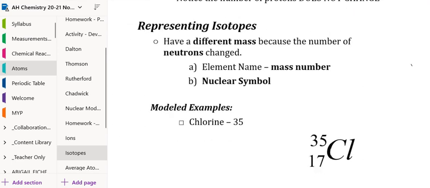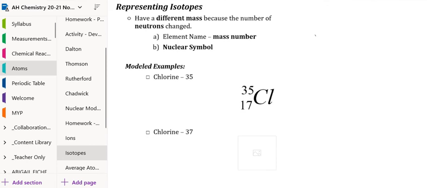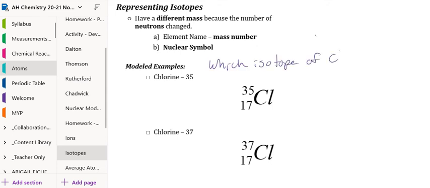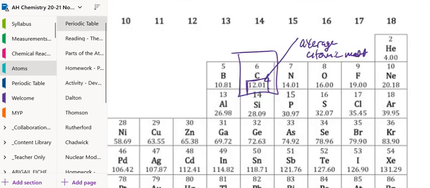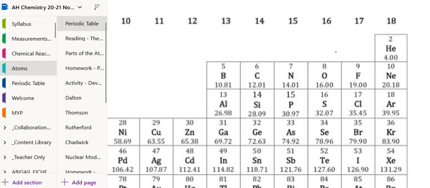The last part for isotopes is just representing isotopes. So, like I said, we can write the element name dash the mass number or the nuclear symbol. So you've got 2 isotopes of chlorine. If you'll write both of the ways to represent those and tell me which one is more abundant. Good. So found chlorine on the periodic table, and its average atomic mass is 35.45.